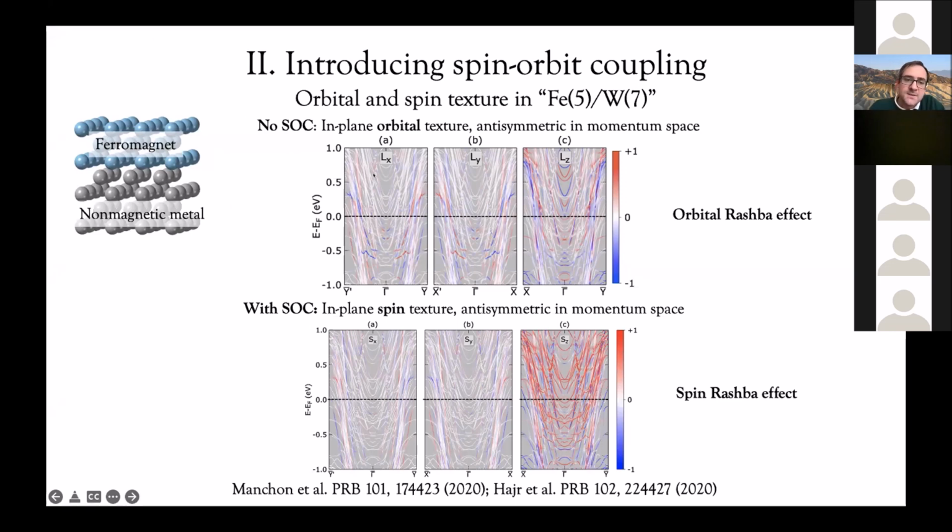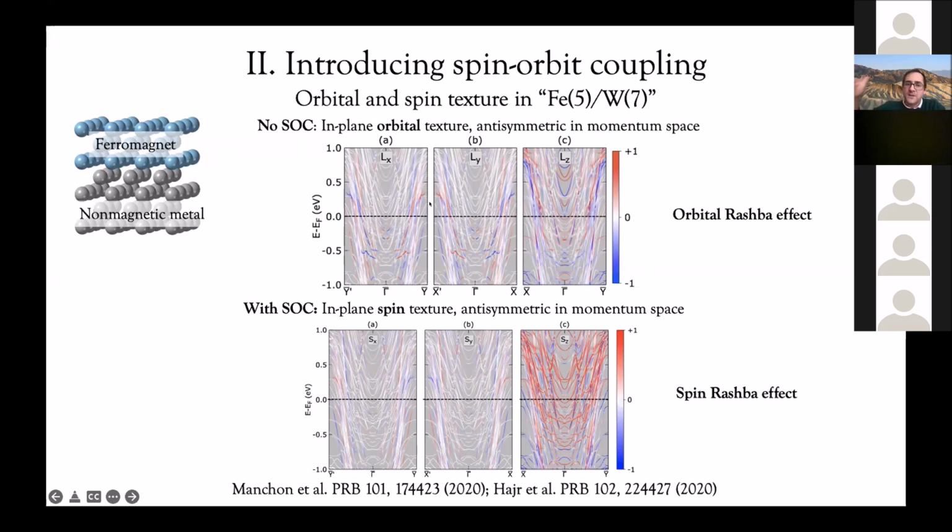What I see in these band structures, so this is the orbital information along the different paths in the Brillouin zone, is that the orbital degrees of freedom, the Lx and the Ly, actually change sign along, let's say, this is the Ky path and this is the Kx path. So this is exactly like the Rashba effect we expect, except that this is on the orbital level. This, of course, survives even if I have no spin-orbit coupling.